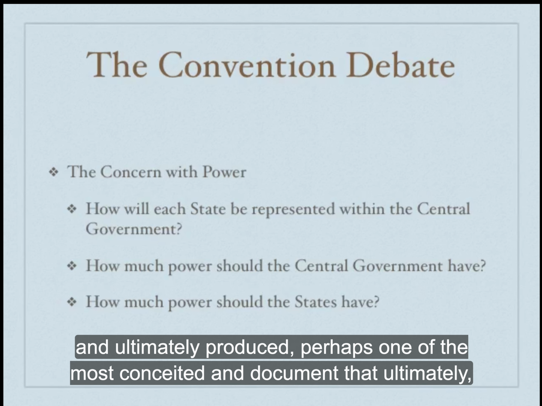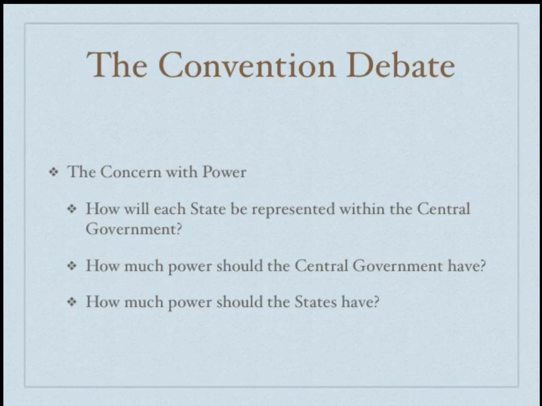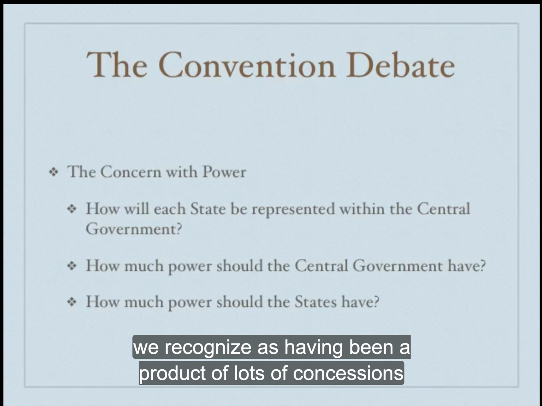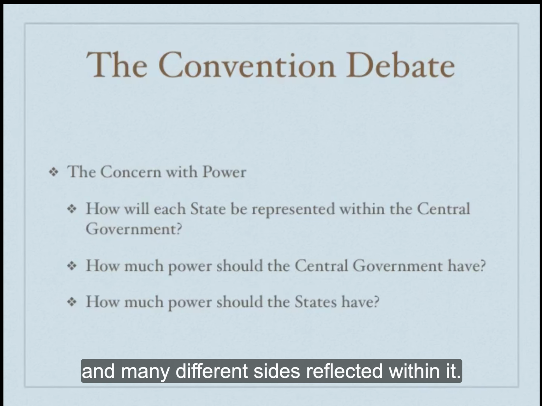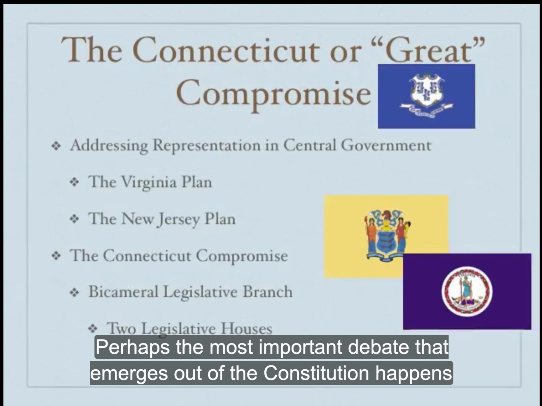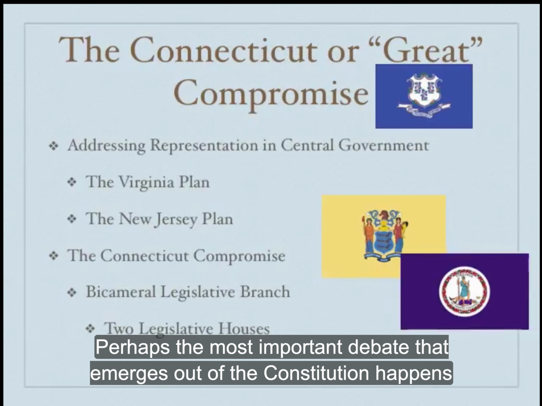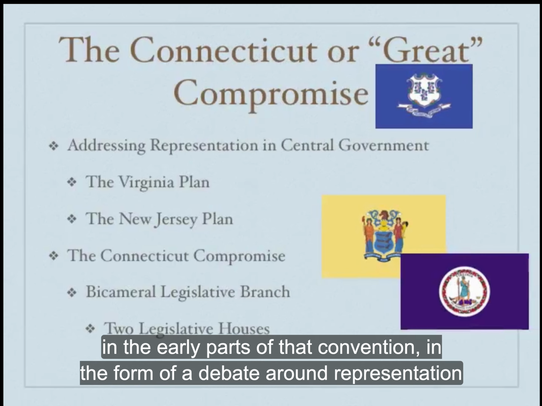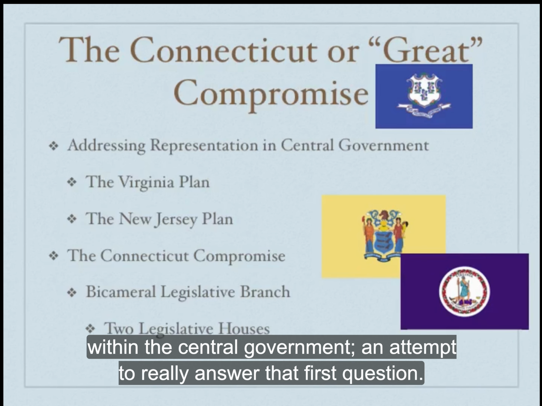produced perhaps one of the most conceited and document that ultimately we recognize as having been a product of lots of concessions and many different sides reflected within it. Perhaps the most important debate that emerges out of the Constitution happens in the early parts of that convention in the form of a debate around representation within the central government, an attempt to really answer that first question.